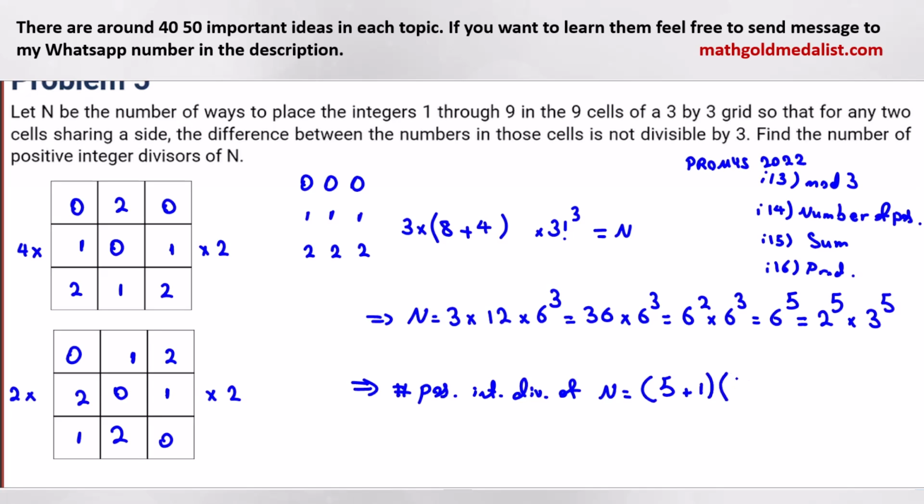So 5 plus 1, 5 plus 1. Why do we say 5 plus 1? Because the power of 2 can be 0 to 5. So 6 cases, 36. So the answer of this problem is 36.